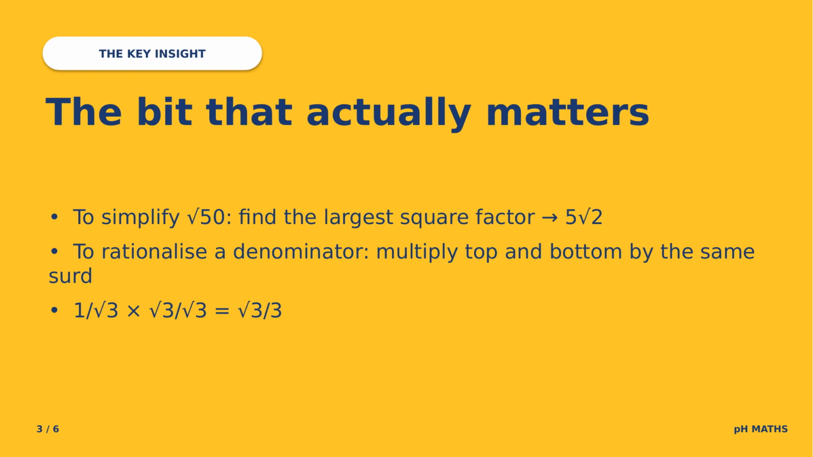Here's the key insight. To simplify a surd like root 50, find the largest square factor. 50 equals 25 times 2, and 25 is a perfect square. So root 50 equals root 25 times root 2, which equals 5 root 2. To rationalize a denominator like 1 over root 3, multiply the top and bottom by root 3. Gives you root 3 over 3. Clean.